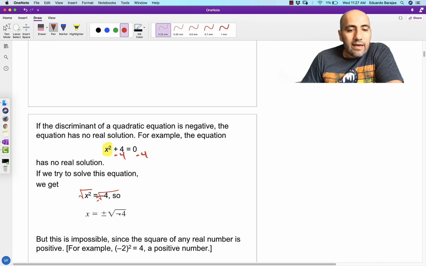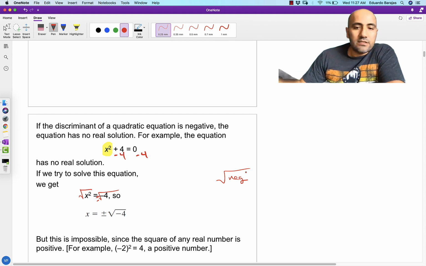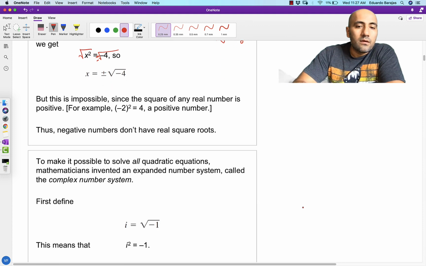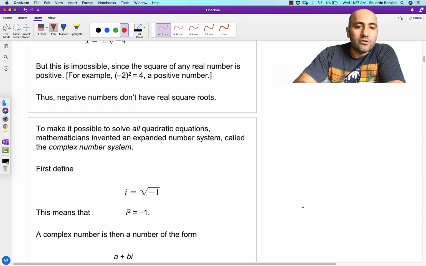And again, now we have the situation where we have the square root of a negative number. Right? And we know that this is not a real number. The answer to this is not a real number. This is what leads to our imaginary solutions. Thus, the negative numbers don't have any real roots.